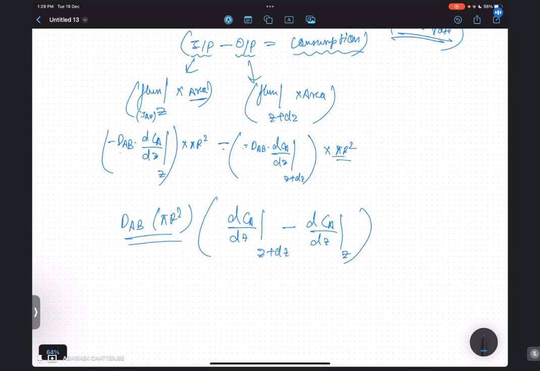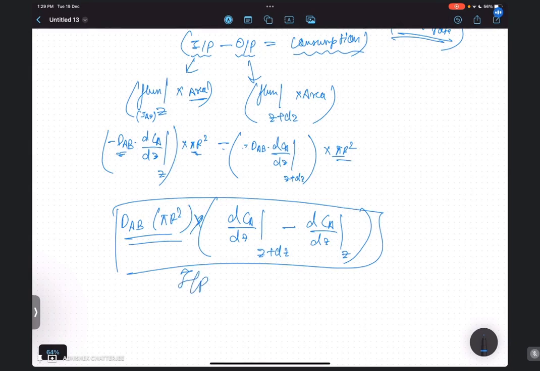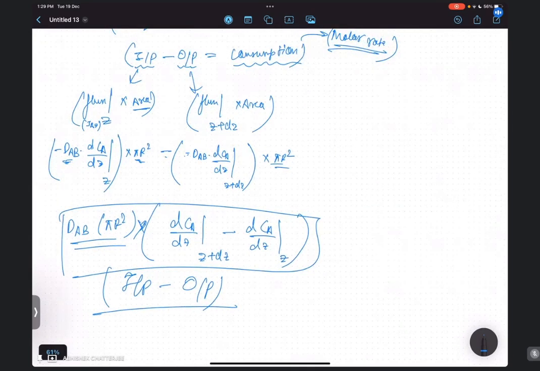So the entire thing we have taken common, Dab into pi r square. So this is becoming positive: dCa by dz at z plus dz minus dCa by dz at z. This we have taken one side and multiplied with Dab and pi r square. This is nothing but our input minus output. Clear? Now we will move to the consumption. First just check if this input minus output is clear to you.